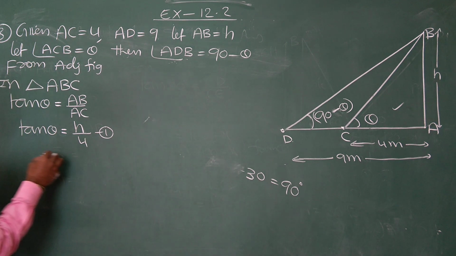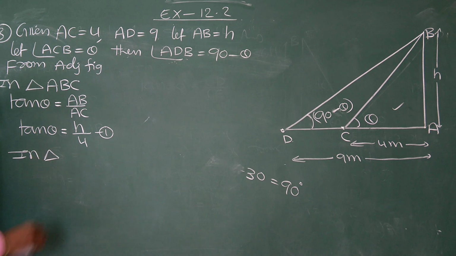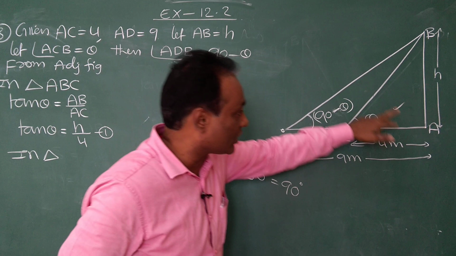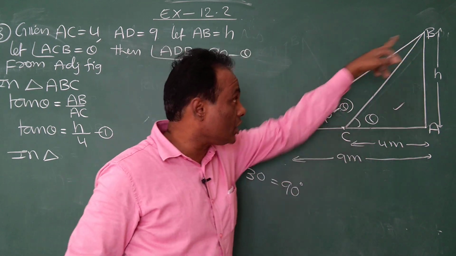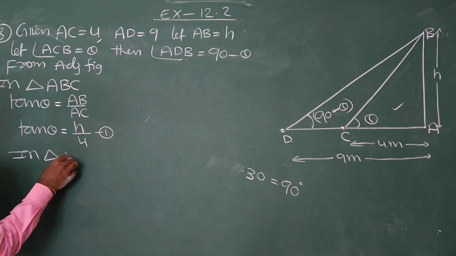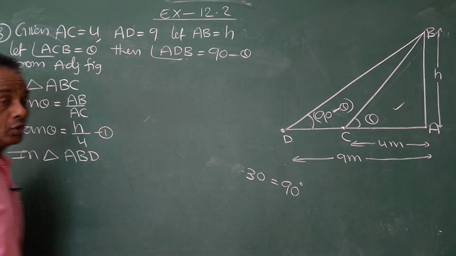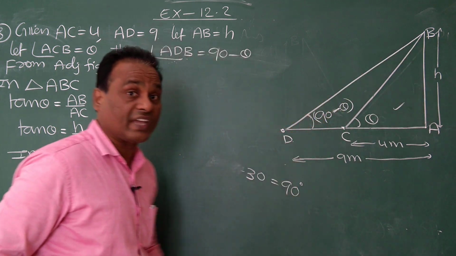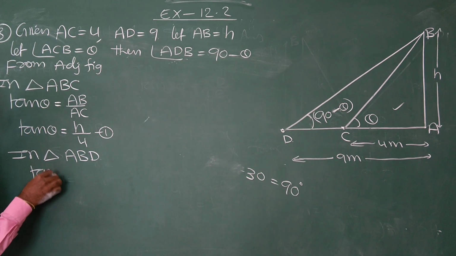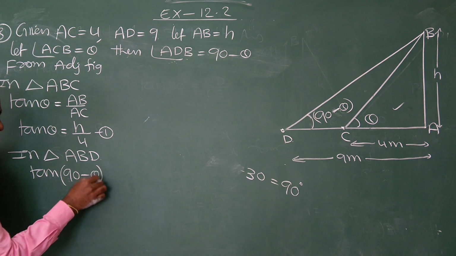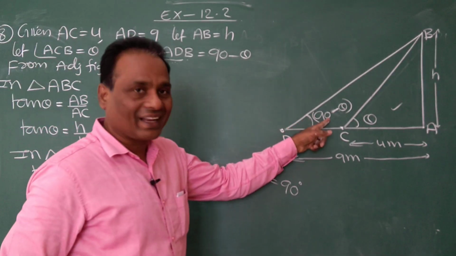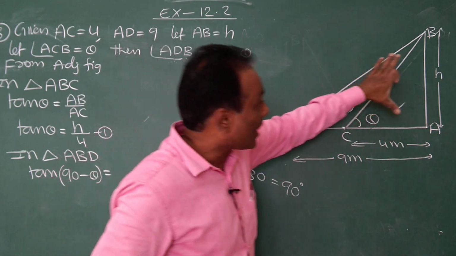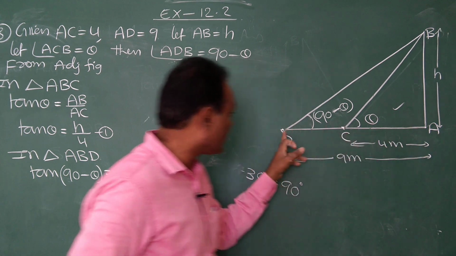Now, the other right angle triangle. What is the other right angle triangle? This small one is not a right angle triangle. The total is a right angle triangle. ABD, total triangle. The same tan we are using, but theta means 90 minus theta here. Opposite is AB, adjacent is AD.